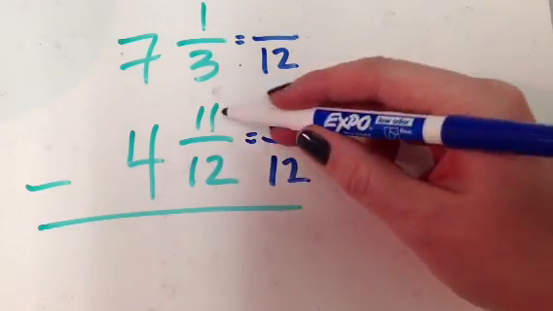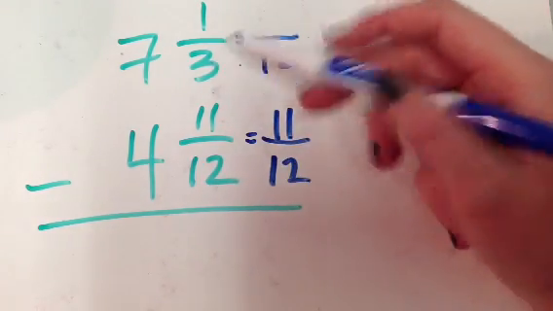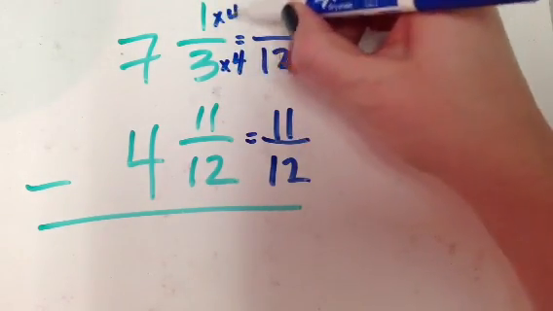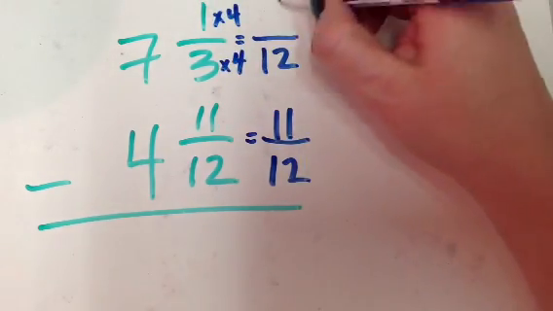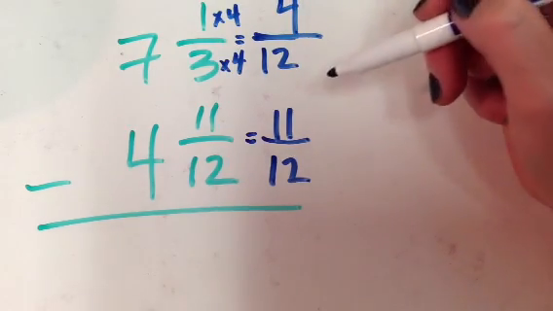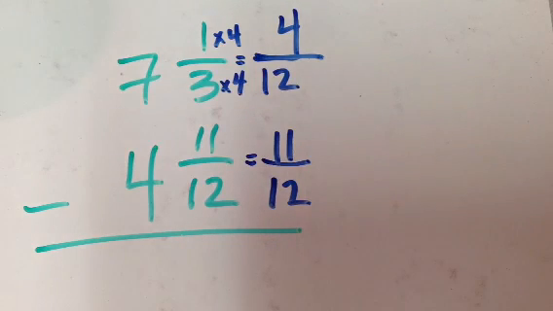12 times 1, so 11 times 1. But 3 times something gives me 12. What is it? Times 4. So then I multiply the top number by 4. So now I have 4 twelfths minus 11 twelfths. Oops. Can I do that? Oh no, I can't do that, right? What am I going to do?